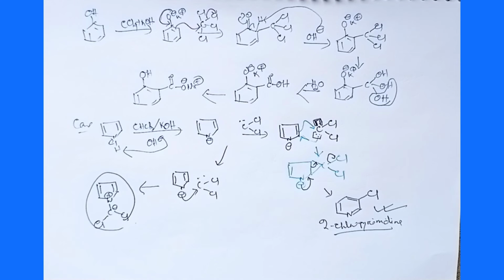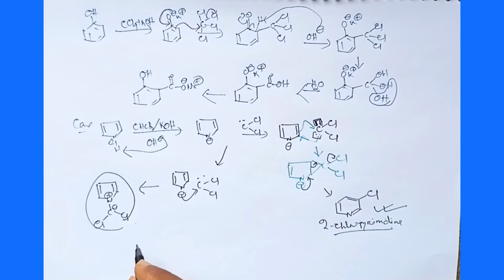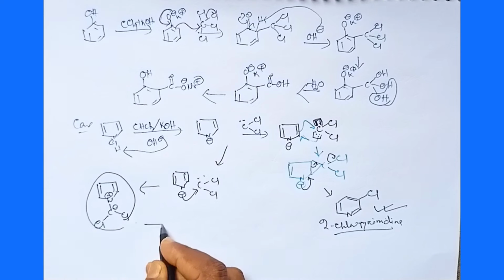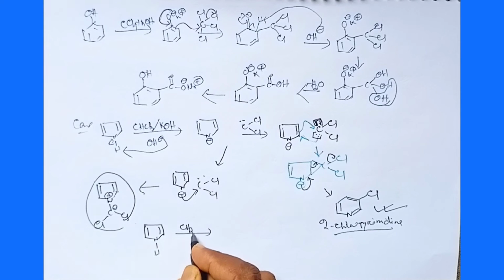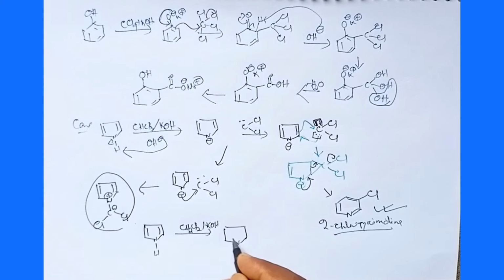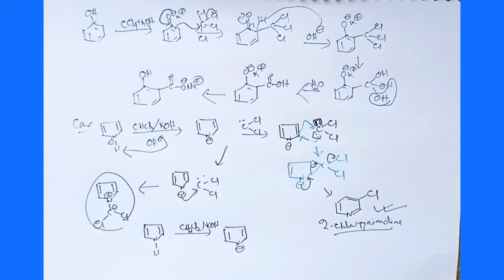So one more interesting fact comes out of these discussions. Suppose in place of chloroform, I am using dichloromethane, CH2Cl2 and KOH. Let's see what may be the scenario. Obviously step 1 will be the formation of this anion. Now here the formation of carbene is the intermediate, but here the intermediate will be CHCl.